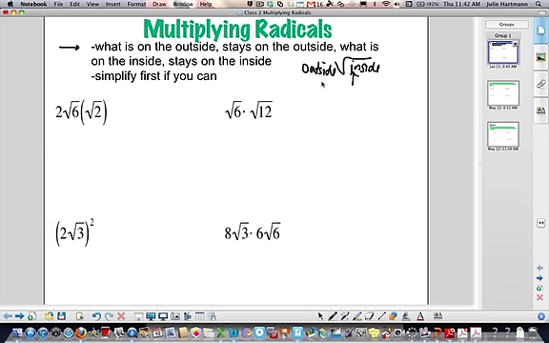So make sure if you're multiplying things on the outside, that's fine. Things on the inside, that's fine. But what's on the outside stays on the outside. What's on the inside stays on the inside. Sometimes it's very helpful to simplify first if you can. Okay, so that is one thing to look at.